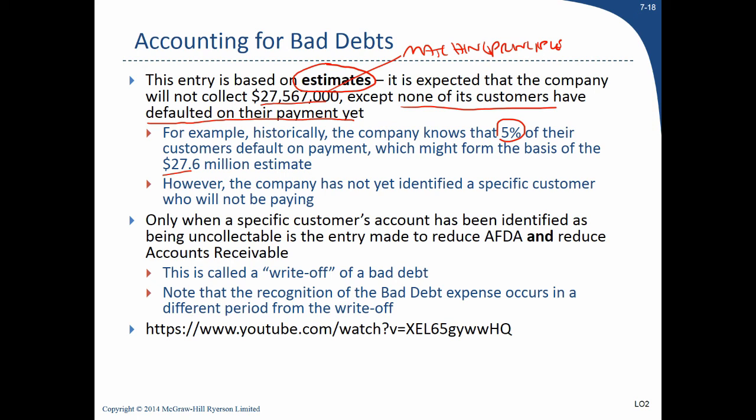Same way that with statistics, that's how life insurance works. They know that every year 1% of the population dies. It's very hard to say which person will die. It's very easy to say we know 1% of people will die when you have a large enough sample. So same goes for this. It's easy to say we know every year 5% of our customers default. We can't say which specifically. The company has not yet identified a specific customer.